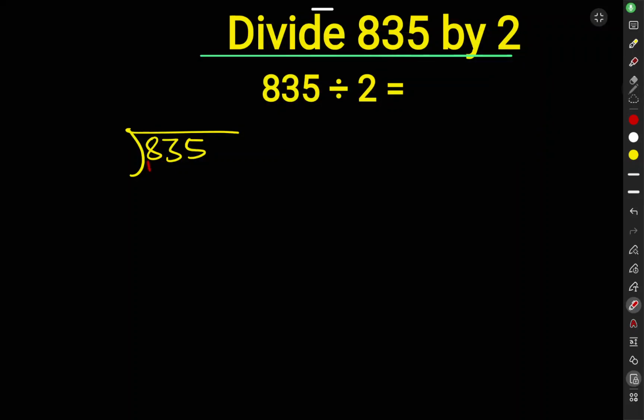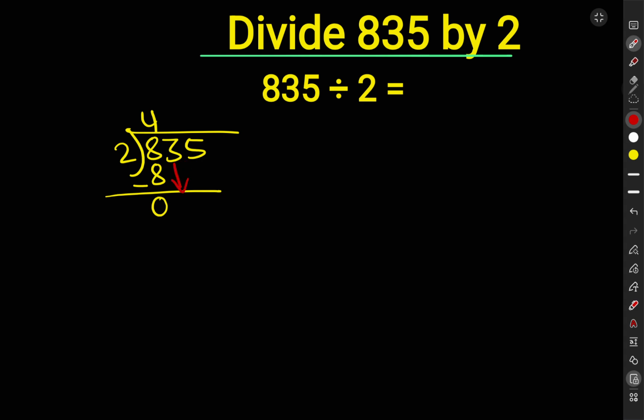We divide 835 by 2 in a long division method. So 2 times 4 is 8. On subtracting we get 0.